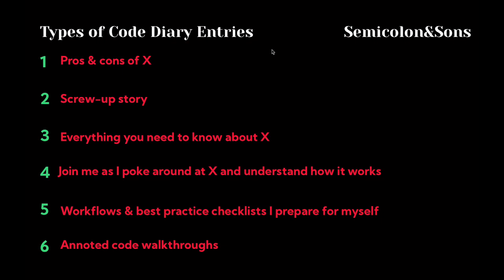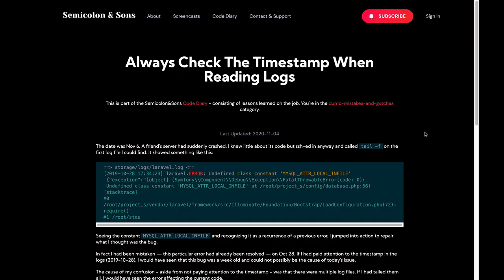I have about 6 different types of code diary entries. The first is pros and cons of X. You just saw an example of that with the pros and cons of pub sub systems document I just showed you. The next type is a screw up story. Here's an example of an entry in the category screw up stories.